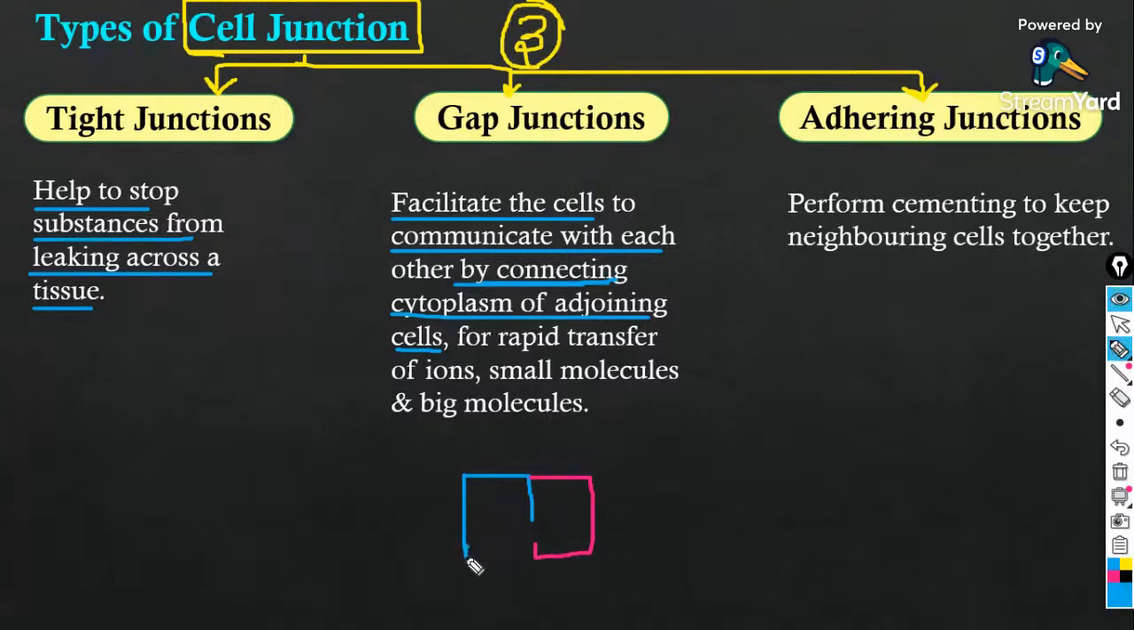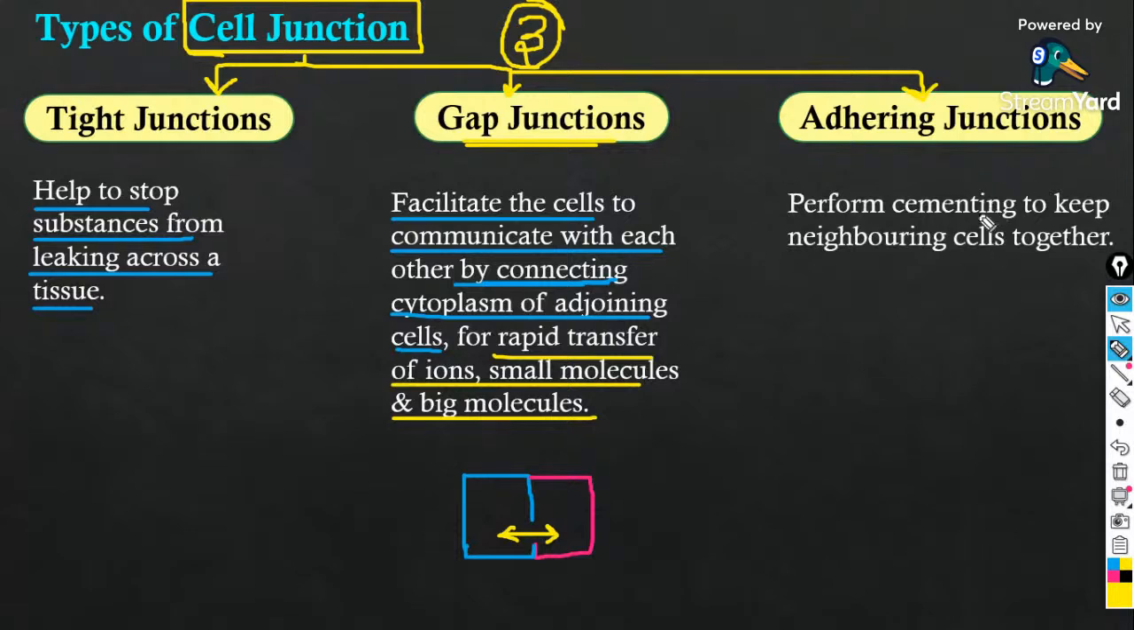So there's cytoplasm. This is not the actual figure, I am just drawing to make it clear. The cytoplasm would be connected to facilitate communication between two different cells, for the rapid transfer of ions, small and big molecules, etc. So that is referred to as the gap junction.